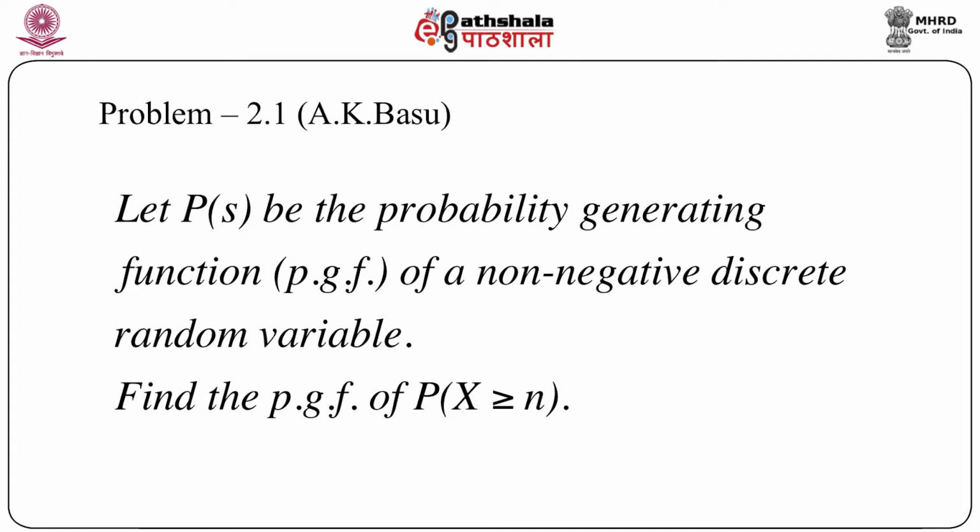Today we are going to discuss a few problems on generating functions. The first one is based on the probability generating function. The problem is from the book by A.K. Basu. Let P(s) be the probability generating function, that is PGF, of a non-negative discrete random variable. All we have to do is to find the PGF of the probability that capital X is greater than or equal to n. That means this probability must be a function of n, and we have to derive the probability generating function of that function.